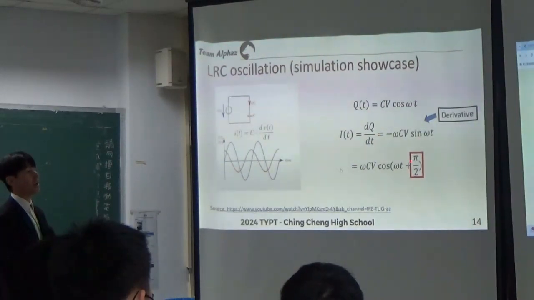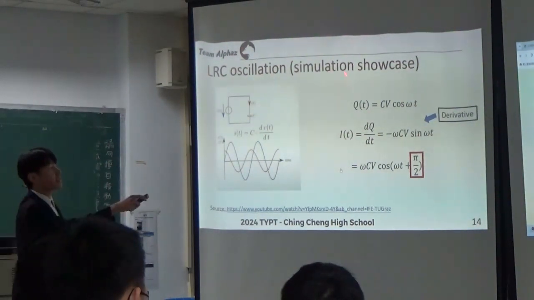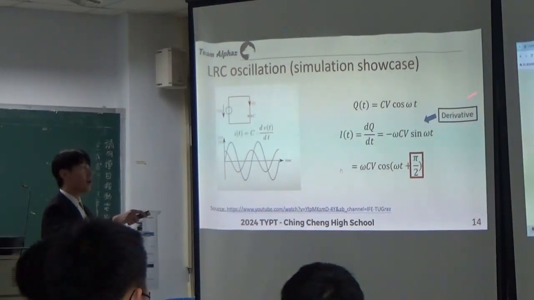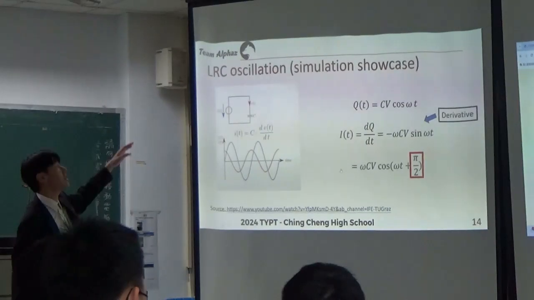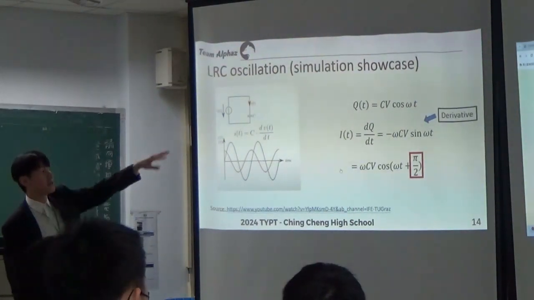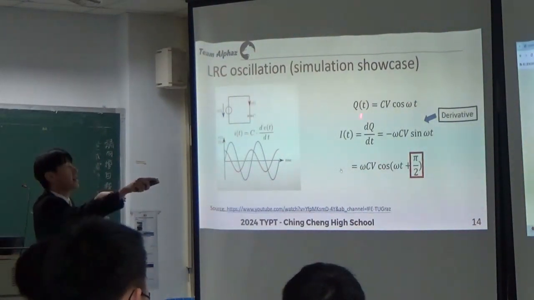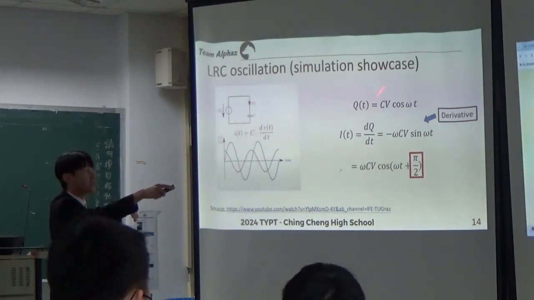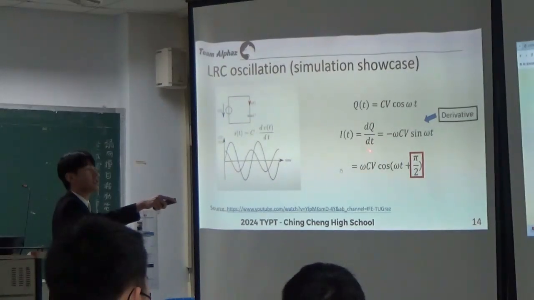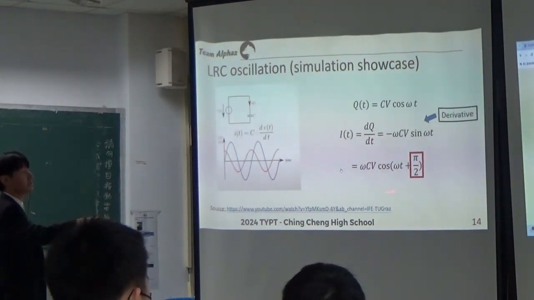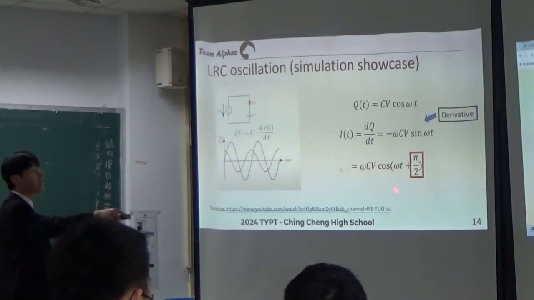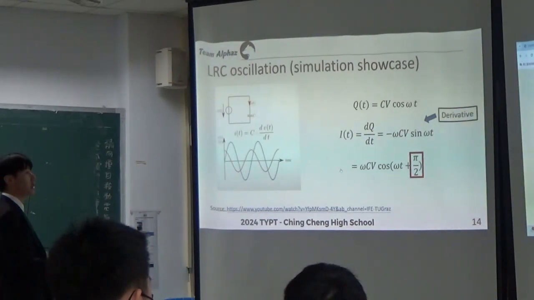So here we'll be discussing the phase change from the capacitor. The capacitor will produce a phase change forward of 90 degrees, because the current on the capacitor comes from the electrical charge, and we can derive the current by the derivative with respect to time, and we get this formula, which when we change it into cosine presentation, shows a 90 degree phase change.